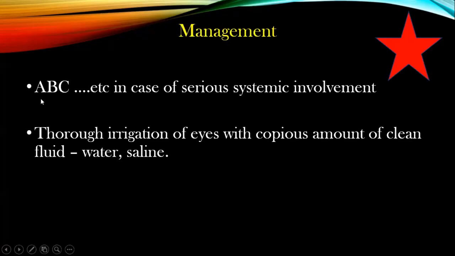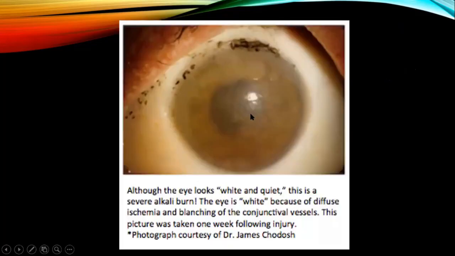So do the ABC in case of serious systemic involvement: airway, breathing, circulation, and do a thorough irrigation of the eye with a copious amount of clean fluid, maybe water, maybe saline. What is really important is a very thorough irrigation of the eye, at least half an hour. Ideally, we clean until the pH becomes neutral or the litmus paper becomes neutral, but practically we don't have that facility. So irrigate the eye as much as possible, at least half an hour, with free flowing fluid like water or saline. That has real importance in the ultimate visual outcome.